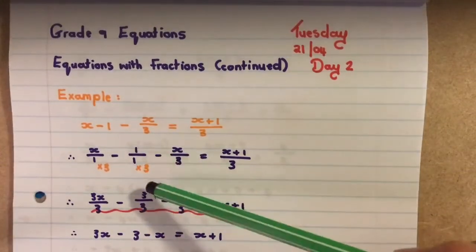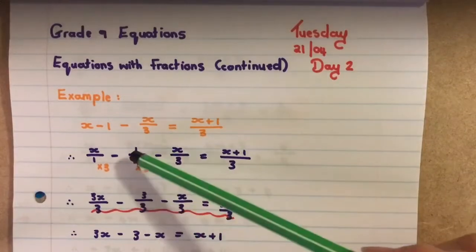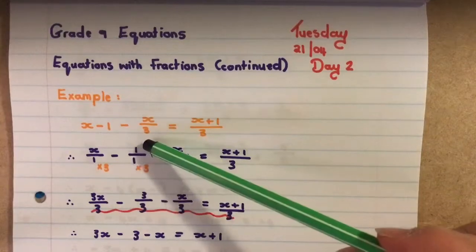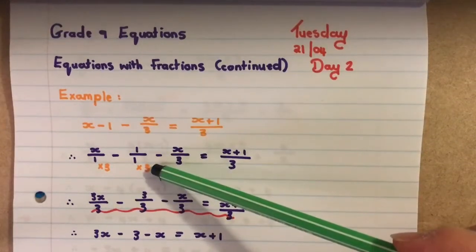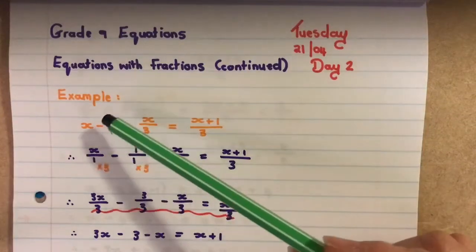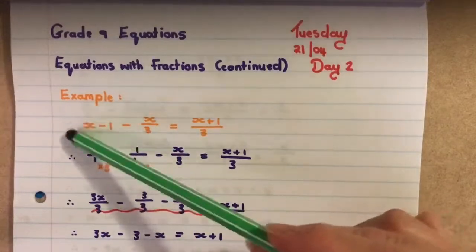And 1 over 1, I just changed it. I changed the denominator to over 3. How did I get that? I times it by 3. What I do at the bottom, I have to do on top. 1 times 3 is 3. But again, if you look back, 3 over 3 is 1. Okay, is that 1? And 3x over 3 is just an x.